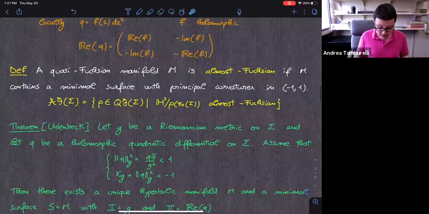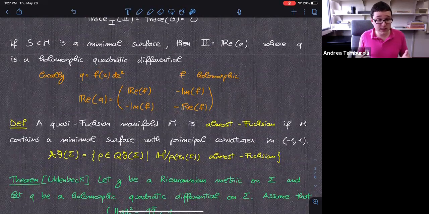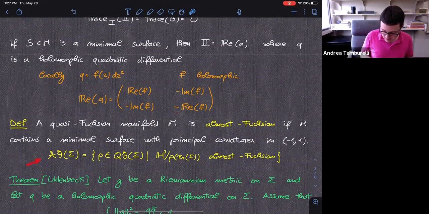Okay, so we say that a manifold, a quasi-Fuchsian manifold, is almost Fuchsian if it contains a unique minimal surface with principal curvatures in (-1, 1). So the principal curvatures are the eigenvalues of the shape operator. And we are interested in this special kind of quasi-Fuchsian manifolds, so quasi-Fuchsian manifolds that are actually almost Fuchsian.